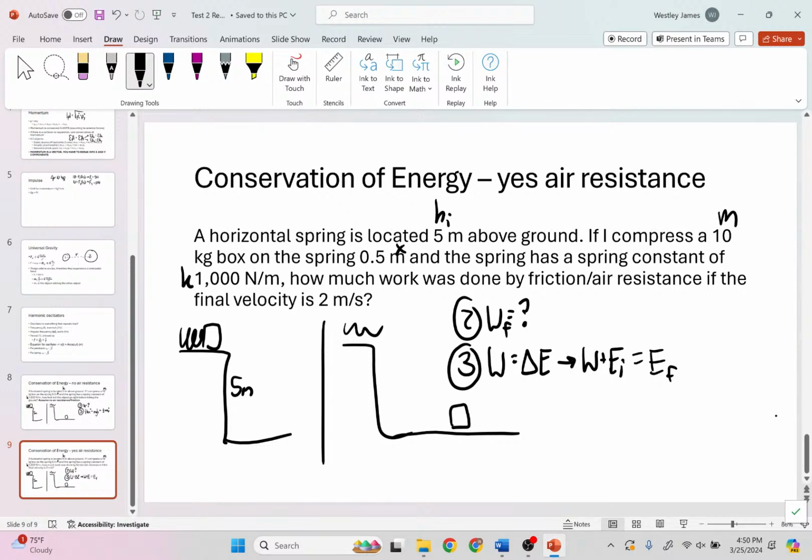But it's just the same thing. So work plus my spring, 1/2 kx initial squared, plus mgh initial equals 1/2 mv final squared. The equation is identical, but now I've got work involved. I just put a work on the left side and that's it, because energy is gained or lost to the environment.